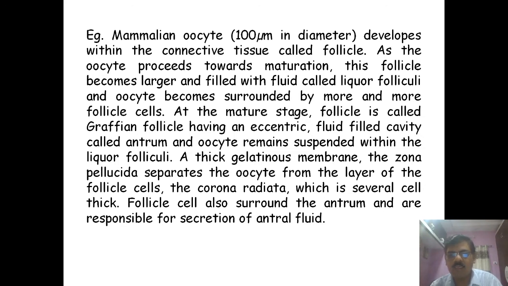At the mature stage, the follicle is called a Graafian follicle and has an eccentric fluid-filled cavity called the antrum, containing the antral fluid. A thick gelatinous membrane, the zona pellucida, separates the oocyte from the layer of follicular cells. The corona radiata is the layer which is several cells thick, and the follicle cells also surround the antrum and are responsible for secretion of the antral fluid.